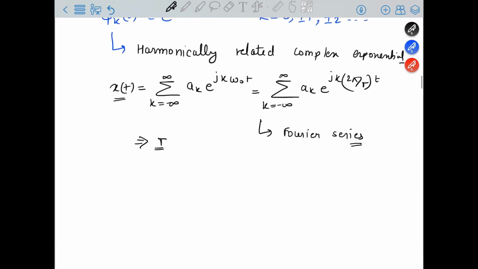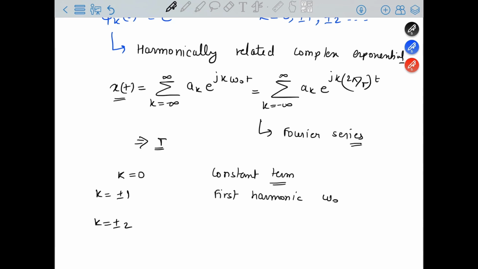This can be understood directly: if we put k equals 0, we will get a constant term. If k equals plus minus 1, it will be the first harmonic with the frequency of omega naught. If k equals plus minus 2, we will get the second harmonic with frequency 2 omega naught, and so on.